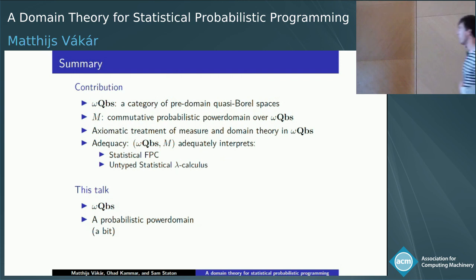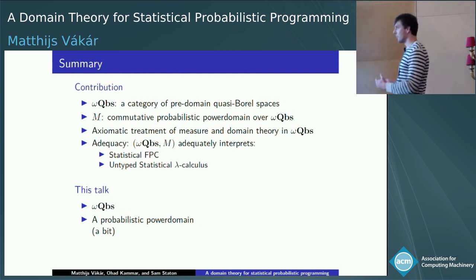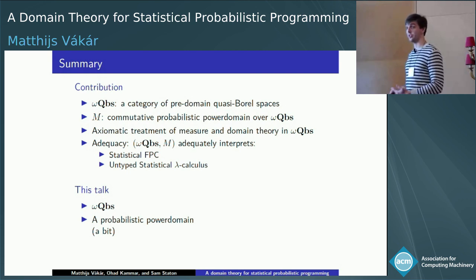Right. So the contribution of this paper is to give a category of quasi-Borel predomains with a commutative probabilistic powerdomain on it, as well as an axiomatic treatment of both measure theory and domain theory. And the fact that this treatment is axiomatic, I think, makes the semantics easier to use, as we demonstrated in our POPL paper last year, because it means you don't always have to understand all the details of the semantics, but you can work axiomatically.